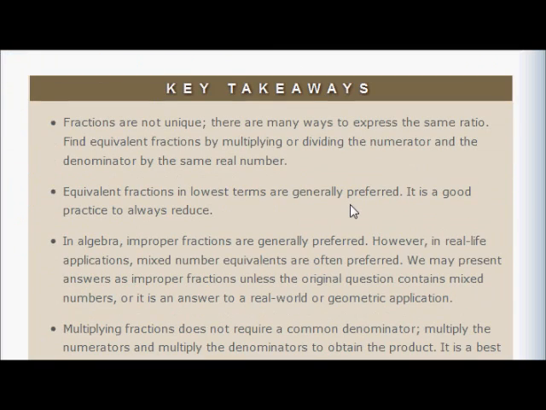All right, summary of this section. Fractions aren't unique. There's many ways to express the same ratio. You find equivalent fractions by multiplying or dividing the numerator and the denominator by the same real number. So whatever you do to the numerator, you have to do the same thing to the denominator, whether you're multiplying or dividing. Multiplying and dividing are basically the same thing in a way. If you're multiplying, you're basically multiplying the whole thing by 1 over 1, or by 1. Okay, so it doesn't have to be 1 over 1, it could be 2 over 2, 3 over 3, and so on.